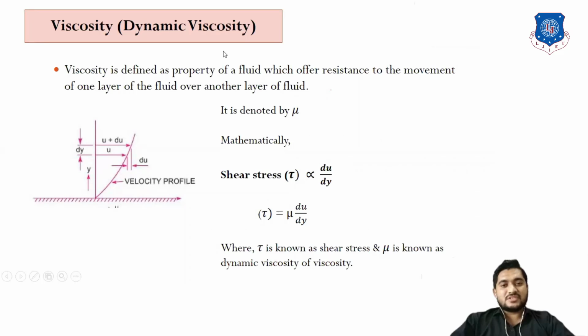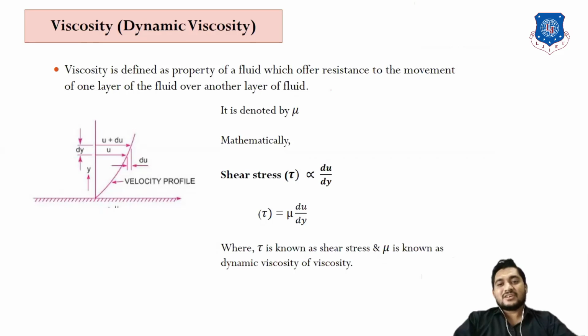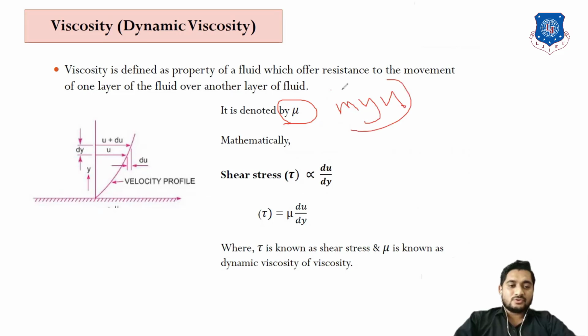Now let us study the first theory of our subject, viscosity or dynamic viscosity. They can say viscosity only and they can mention dynamic viscosity also. So basically students, viscosity is defined as one kind of resistance to flow. If any type of fluid is flowing, some resistance occurs during flowing, that is known as viscosity. So viscosity is defined as the property of fluid which offers resistance to the movement of fluid from one layer to another layer, which is generally denoted by mu. This symbol is known as mu.